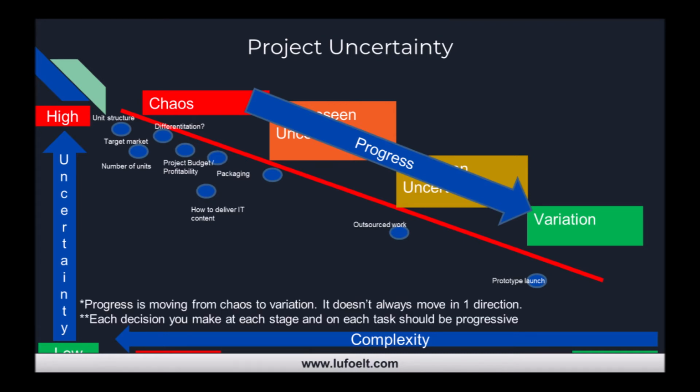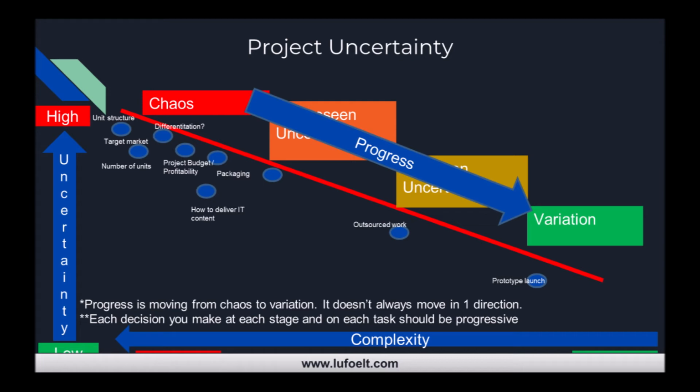So progress means we're moving from chaos towards variation. And it's important to note that it doesn't always move in one direction. You may be working for a few weeks with your team and then something unforeseen happens. And so you are sort of pulled back towards more uncertainty or more complexity. But as you learn these project management techniques, you will be able to learn how to overcome that. And so each decision you make at each stage or with each task should be progressive. It should be towards moving from chaos towards variation, as well as completing the project and producing the deliverable, whatever the goal is.